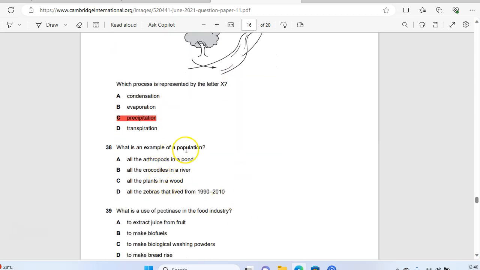What is an example of a population? All the plants in a wood, all the crocodiles in a river, all the arthropods. Arthropod is a phylum, so this can't be the right answer. All the plants: plants is a kingdom, so it can't be a population. All the zebras that lived from 1990 to 2010. So all the crocodiles in the river is the right answer.